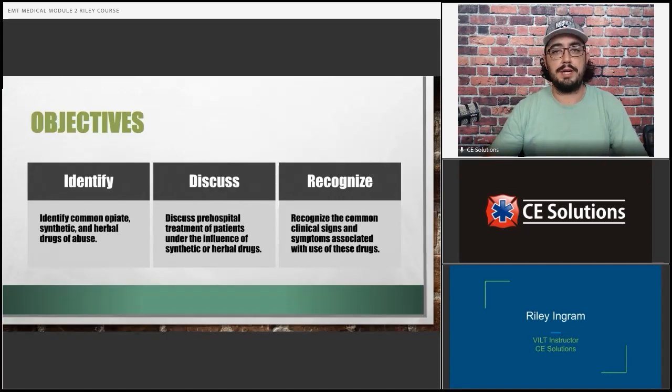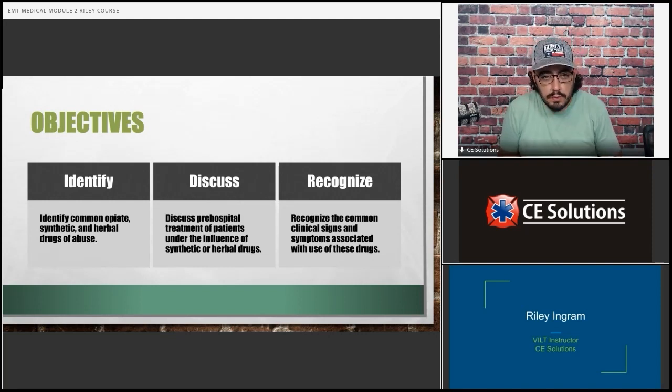All right, so some objectives we're going to cover. Identify common opiate, synthetic, and herbal drugs of abuse. We're going to discuss pre-hospital treatment of patients under the influence of synthetic or herbal drugs and recognize the common clinical signs and symptoms associated with use of these drugs.